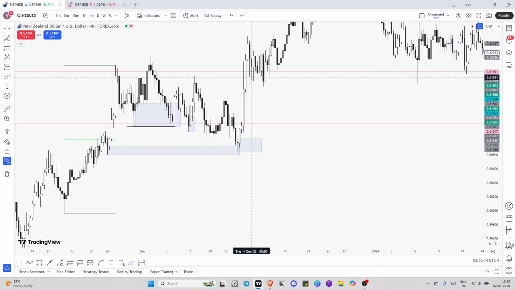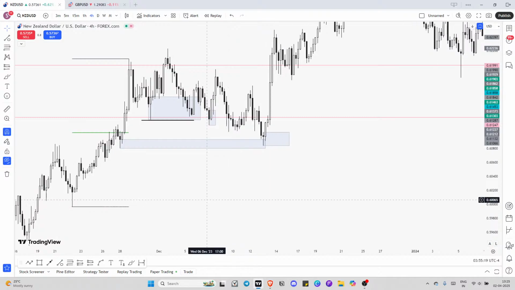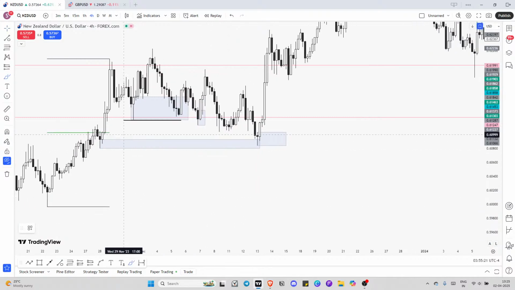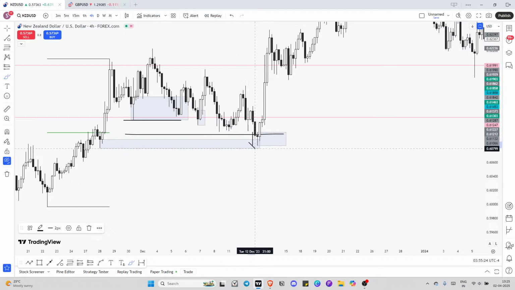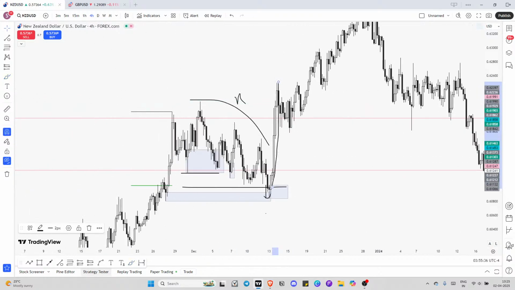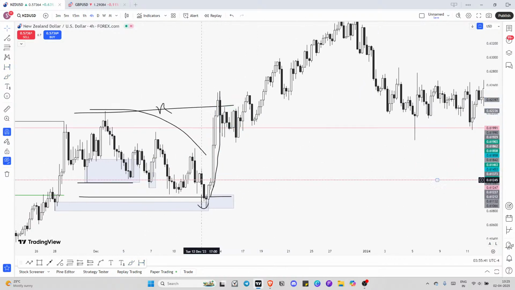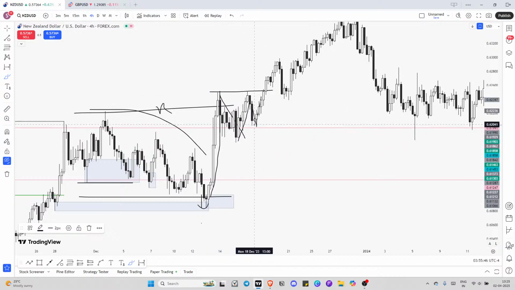So the market only does two things: either seeks liquidity or rebalances the liquidity. Seeks liquidity, took the liquidity, rebalances liquidity, okay. Seeks liquidity, rebalances the liquidity. Seeks liquidity, rebalances liquidity.